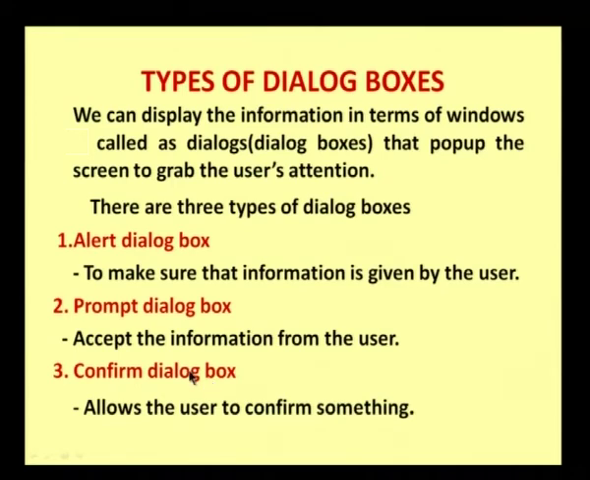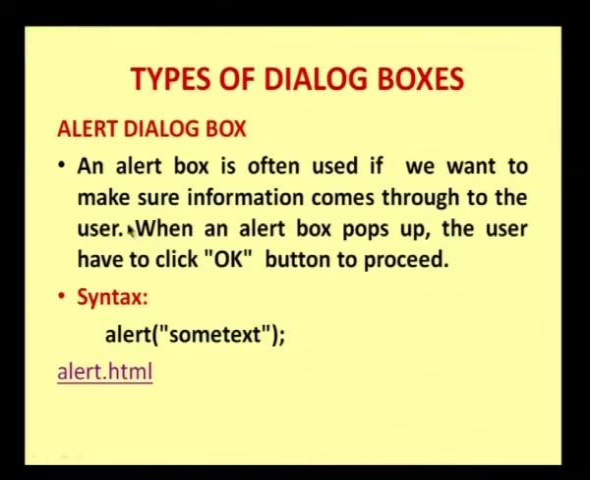So, a dialog box allows a user to give values or alerts the user. In JavaScript there are 3 dialog boxes: alert, prompt and confirm. These are the dialog boxes available here. Let us see them one by one.